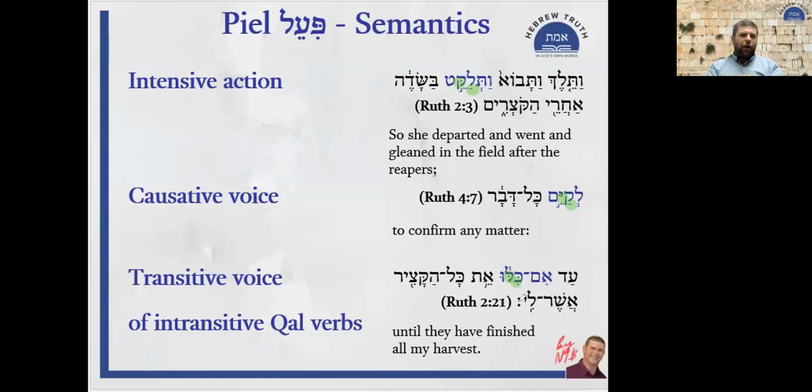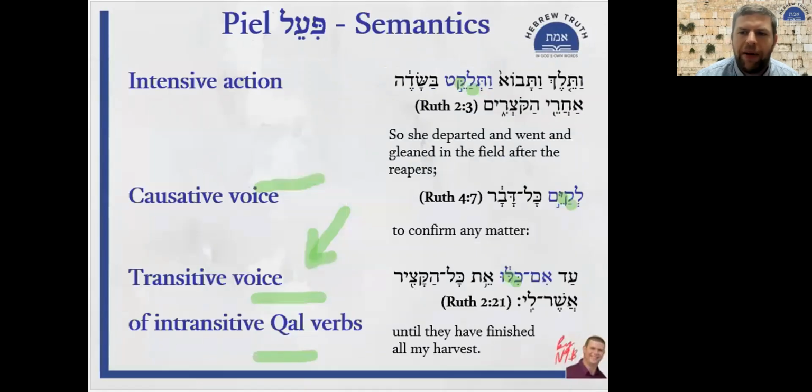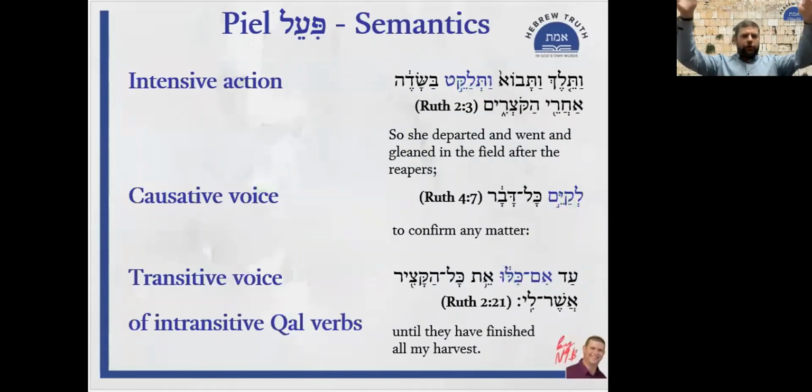Now, the cases where we use the Piel are, as you've seen, we have a lot of different Piel verbs in the Bible. We've seen the frequency here. You can see that we have almost 7,000 occurrences for the Piel, which gives the Piel the bronze medal of biblical Hebrew verb frequency, following the gold for the Kal and the silver for the Hifil. The Piel gets the bronze. So we have a lot of Piel verbs, and there are different motivations for using the Piel. One of them is the intensive. Now, what is an intensive action? How do you define intensivity?